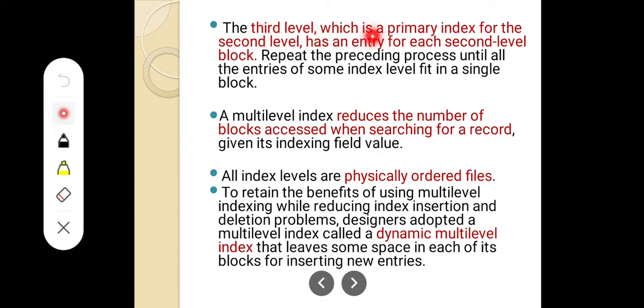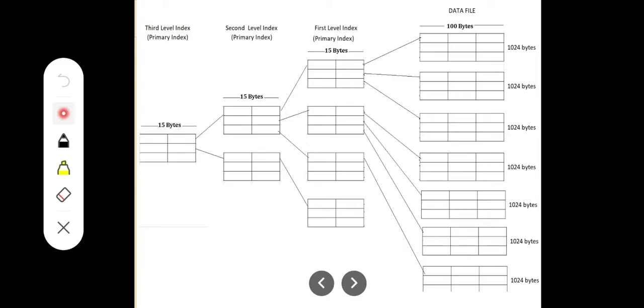The third level, which is a primary index for the second level, has an entry for each second level block. So the third level is also a primary index, with an entry for each of the second level blocks. The first entry is pointing to the first block in the second level index, and the second entry is pointing to the second block. So this process will continue.